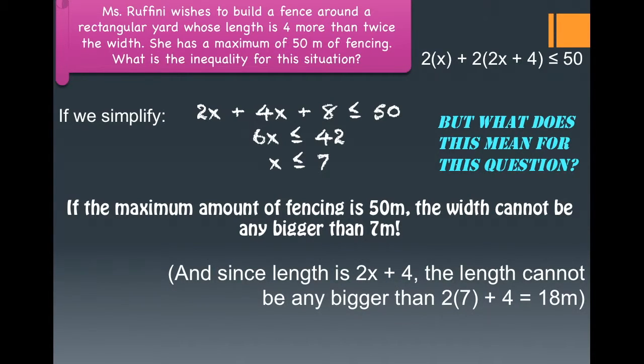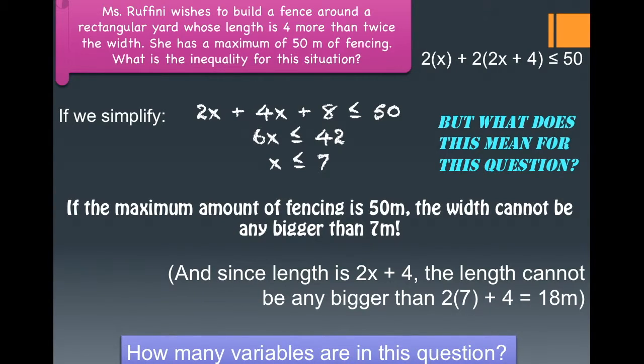And since length is 2x plus 4, the length in this case cannot be bigger than 18 meters. So the maximum width and the maximum length of this yard is 7 and 18 meters. That's the only way that it cannot exceed 50 meters.